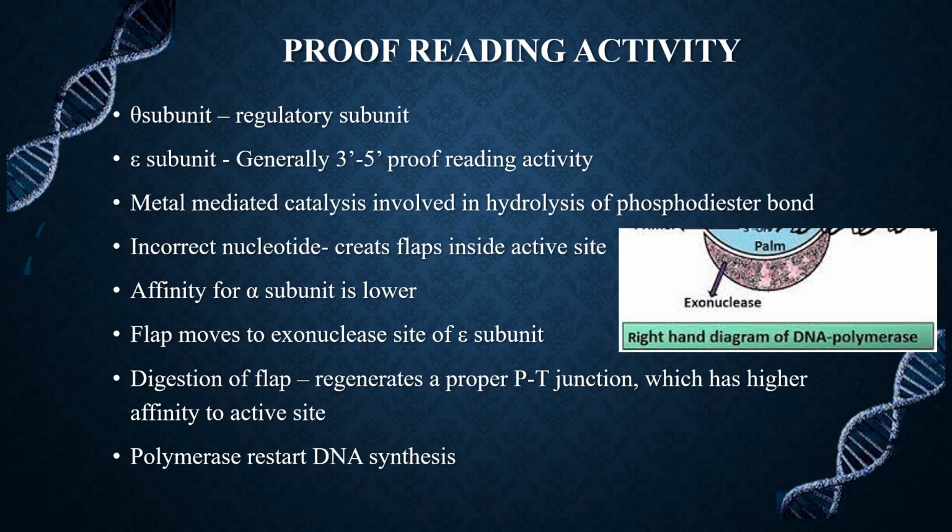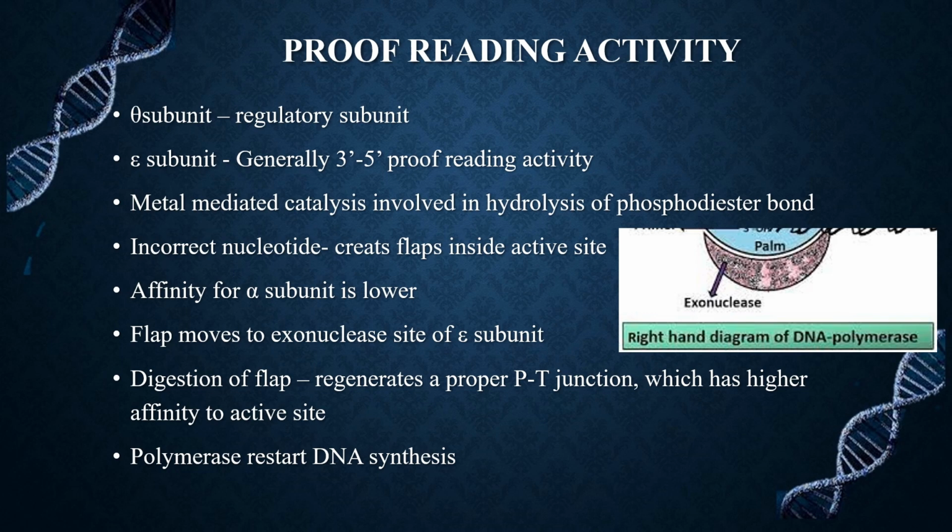DNA polymerase 3 proofreading activity. Mainly, they have proofreading activity in the direction 3' to 5', opposite to polymerization. As we all know, polymerization occurs in the direction 5' to 3'. So proofreading or exonuclease activity will be in the direction 3' to 5'. And theta is the regulatory subunit which stimulates proofreading activity. And the proofreading activity resides in the epsilon subunit in DNA polymerase 3.